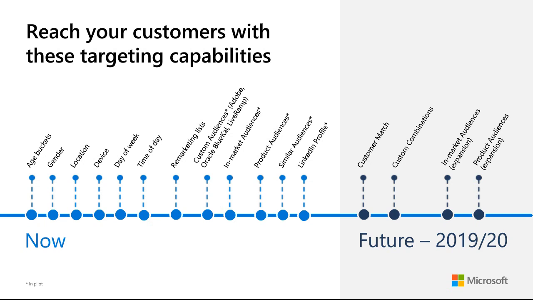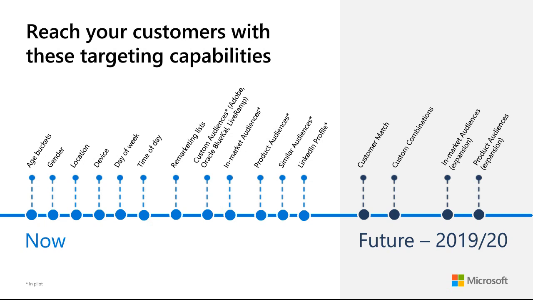Then the ones that are coming directionally in the next phase as we go into the future are customer match, custom combinations, and an expansion of in-market audiences and product audiences. So let me spend a little bit of time talking through the ones that are in pilot now.